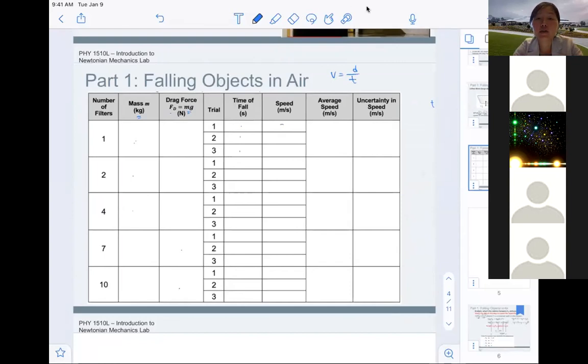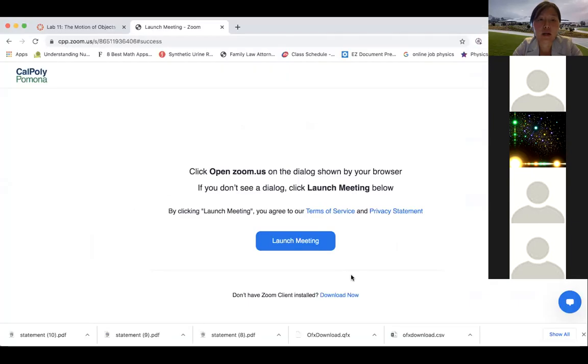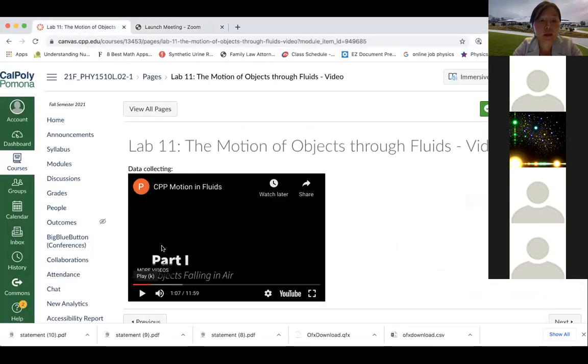All right, so let's go to our video and take a look at how that was done. Okay, so now they're going to drop objects in air. I want to say, in real life, we would do the stopwatch ourselves. We have to start the timer when we reach the top end of the 2 meters, and click the stopwatch again when we reach the bottom end.